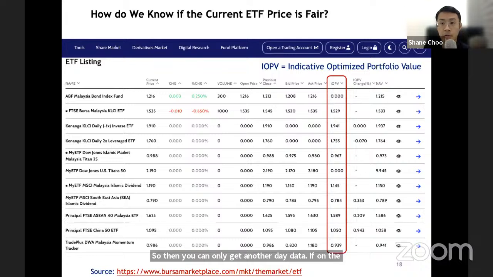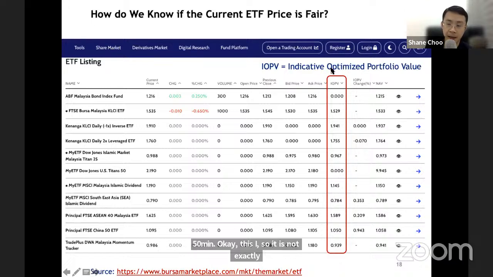If you want to get real-time data, you can come to Bursa Marketplace to find the IOPV to let you know what is the real-time fair value of the ETF. But be mindful that this IOPV is actually delayed 15 minutes. So it is not exactly real time, but it has a delay of 15 minutes. All right, so this is IOPV.